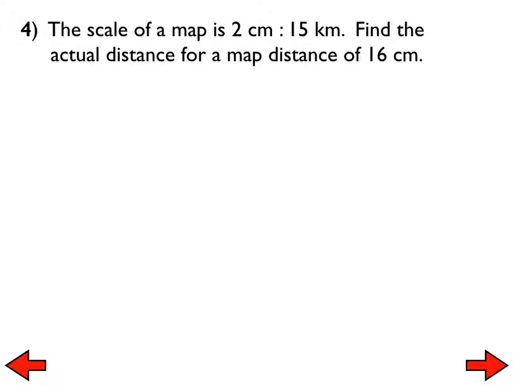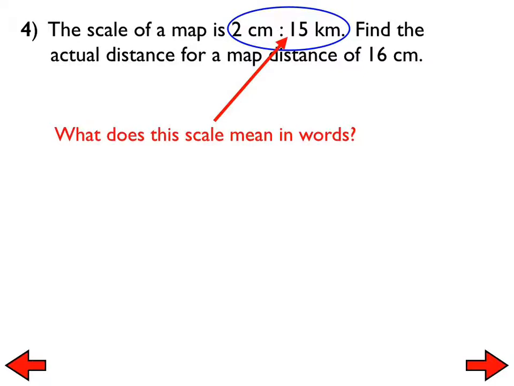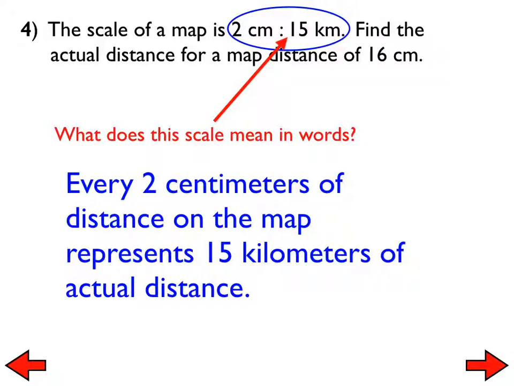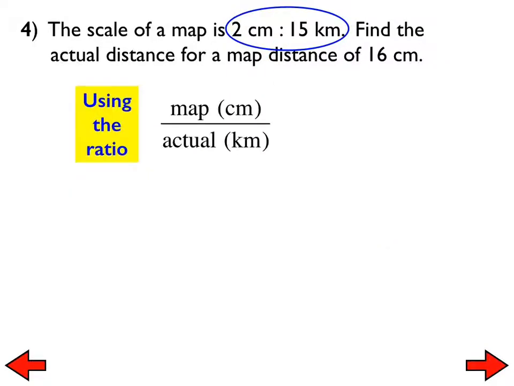So let's take a look at number 4. Our scale is extremely important in a scale problem, and it's 2 centimeters is the same as 15 kilometers of actual distance. 2 centimeters, once again, of distance on the map represents 15 kilometers of actual distance. So I'm using map distance over actual distance to set up my ratios. We have 2 over 15 from the given scale, and we're finding the actual distance when the map distance is 16.